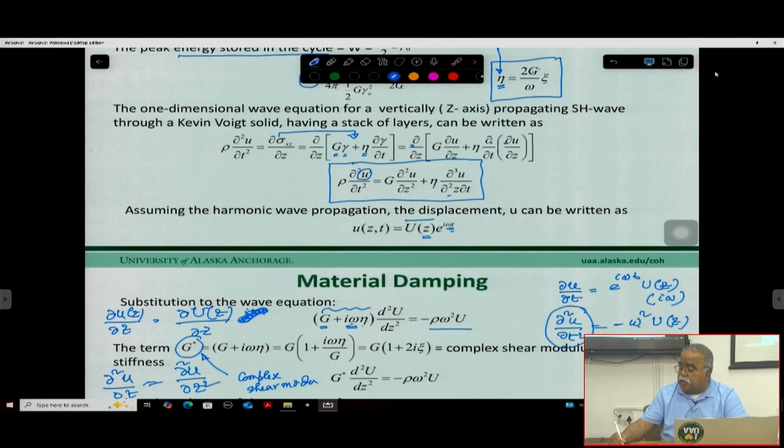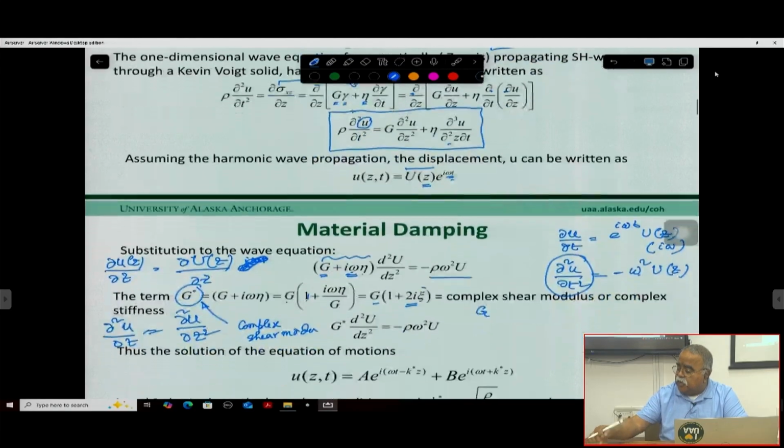So that means if we take G outside, this is 1 by iωη into G. So iω by G, that will be equal to ξ. We have already defined it. So this will be equal to 2ij. So G will be equal to 1 plus 2ij. So that is equal to the complex shear modulus. So the shear modulus equals G plus 1 plus this one. So that is another complex shear modulus expression.